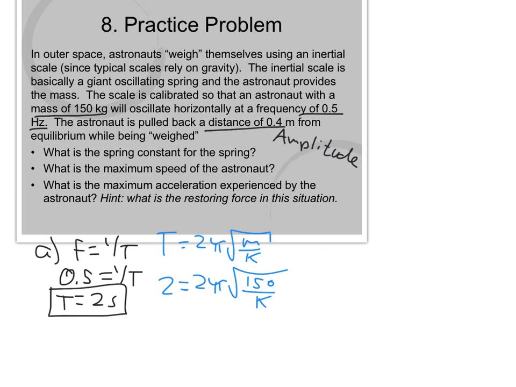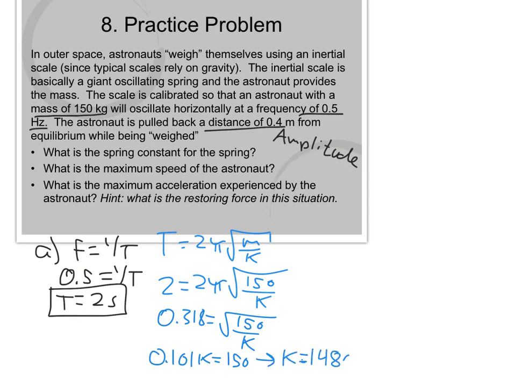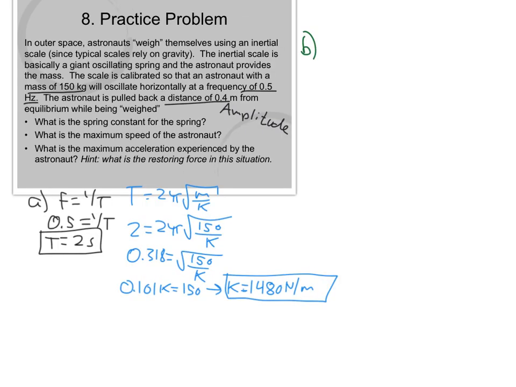And I end up getting 0.318 equals the square root of 150 over k. Squaring both sides, multiplying by k, I end up getting 0.101 k equals 150. And so I find that my spring constant here is going to be 1,480 newtons per meter. So that answers part 1 of my question here. That all is old stuff that we could have done before.